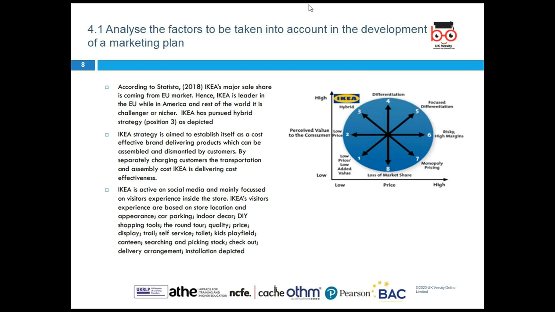We have different strategies. According to IKEA, major sales share is coming from the EU. IKEA is a leader in the EU, while in America and the rest of the world it is quite challenging, or quite niche. So we can look at this. IKEA pursues a hybrid strategy, which means changing according to the area. Any question there?